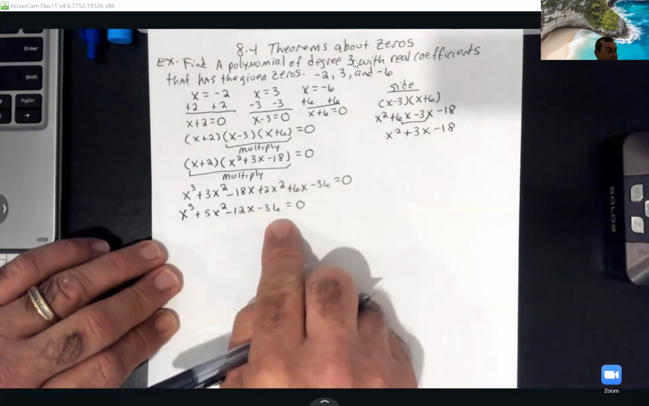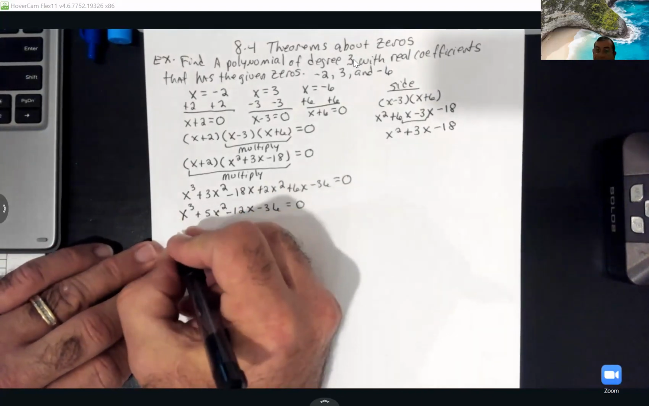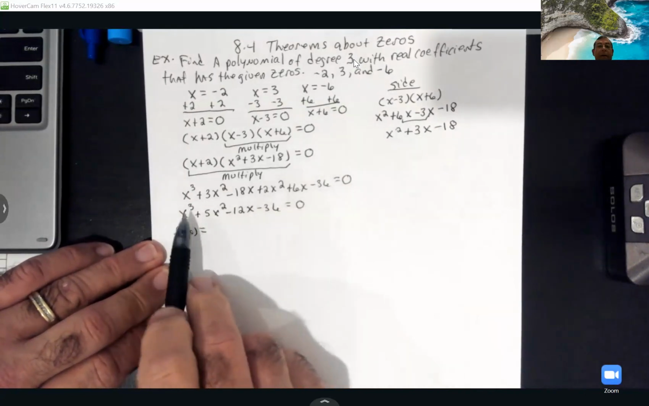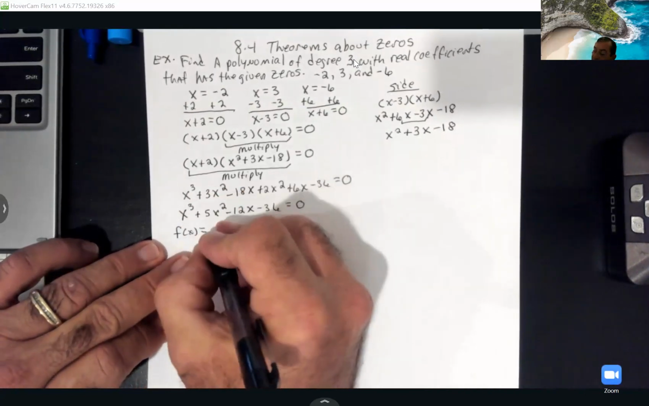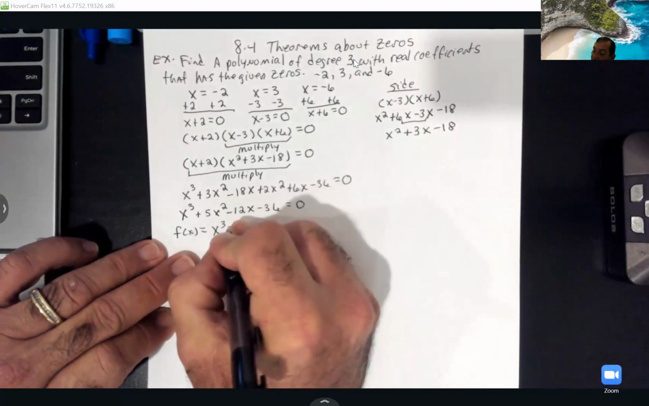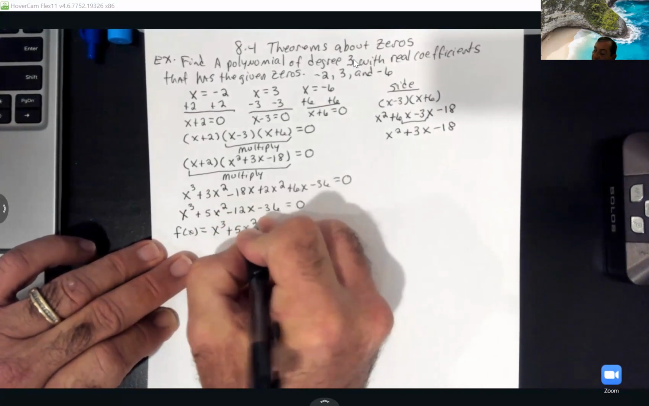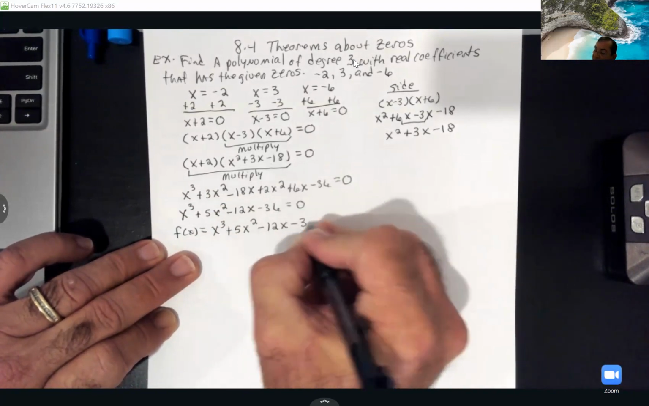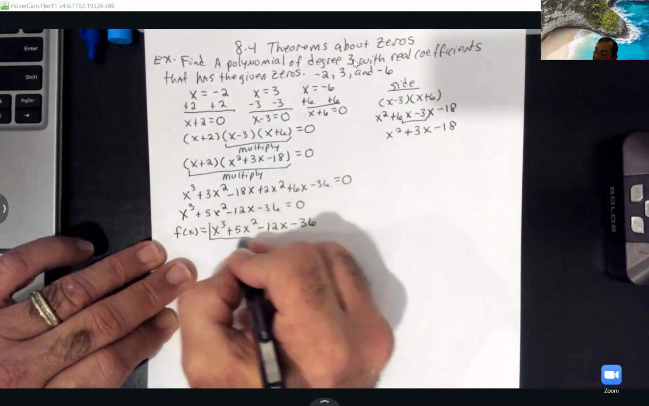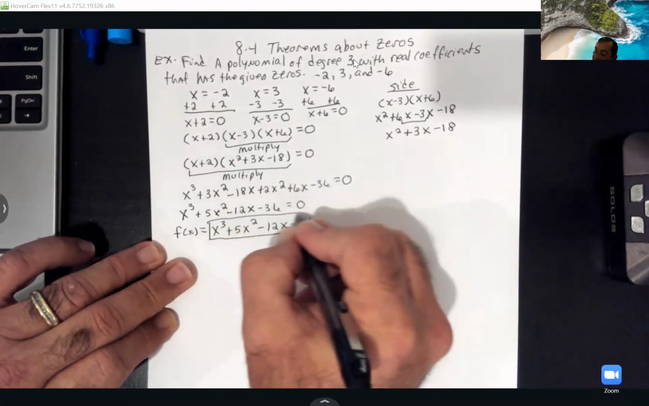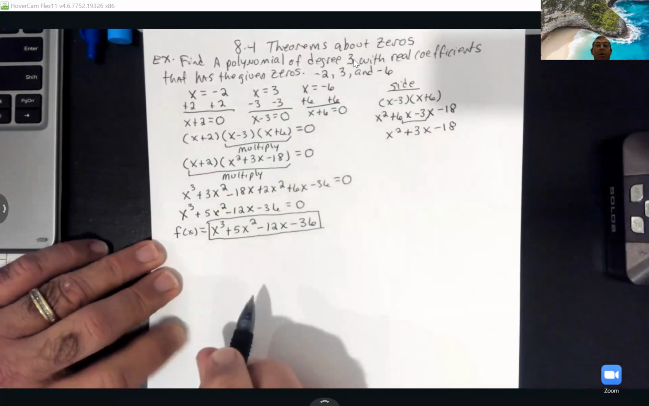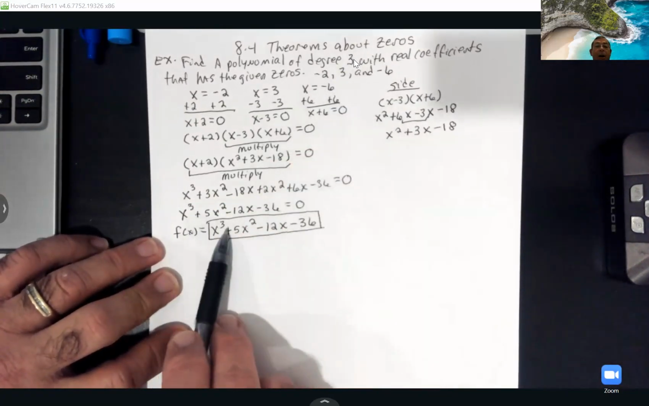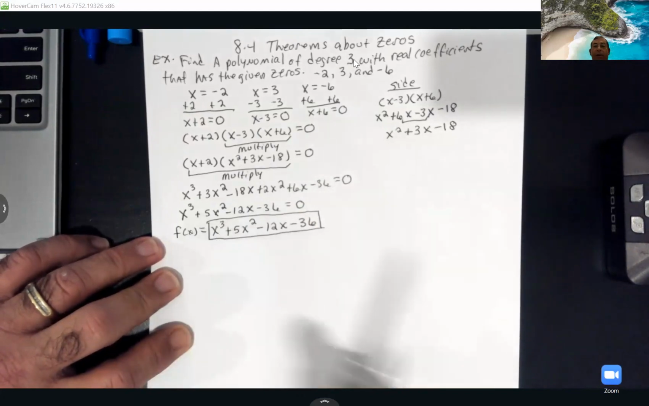So this is our polynomial. The answer blank will have something like f of x equals, and then we just write in our polynomial: x to the third plus 5x squared minus 12x minus 36. Okay, so that right there is what MyMathLab is wanting. Remember, they said degree 3, and y'all look at that, our highest exponent is a 3.